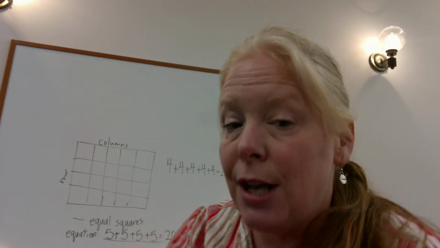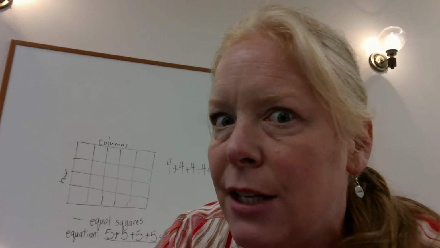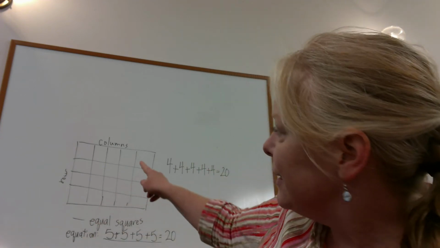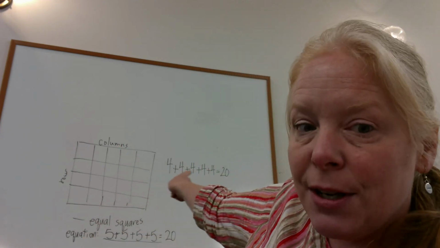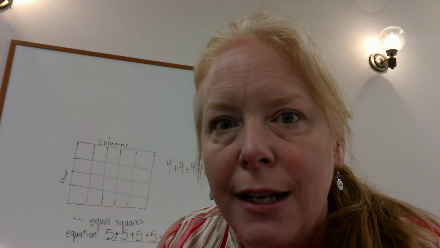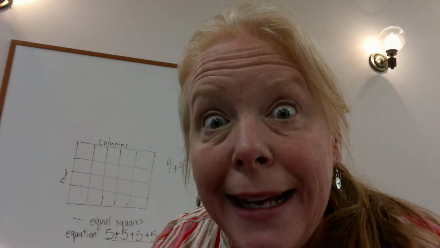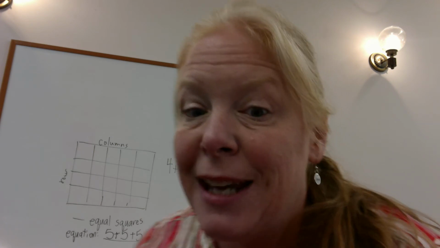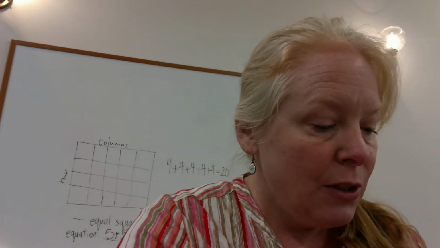If I look at this shape, this is for you math brains that are already into multiplication. I have 5 across the top and 4 going down. 5 times 4, guess what it's going to equal? 20. That's right. That's multiplication right there.